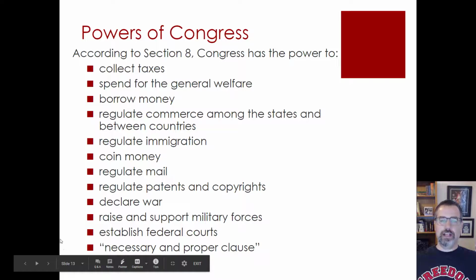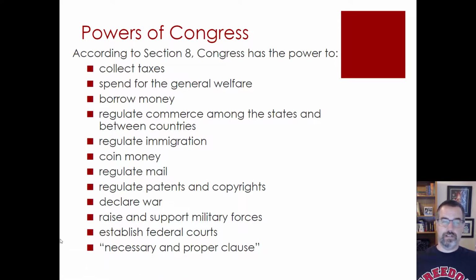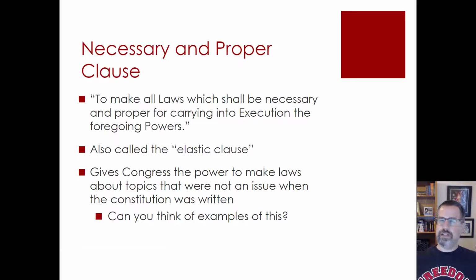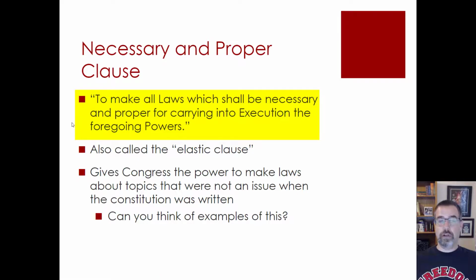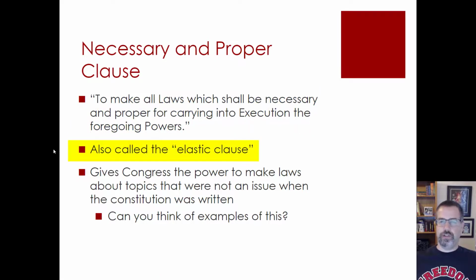And then we'll take a look on the next slide at what the necessary and proper clause is. So what is the necessary and proper clause for the U.S. Congress? It says in the Constitution to make all laws which shall be necessary and proper for carrying into execution the foregoing powers. So this is also called the elastic clause. If you think of a rubber band, it's elastic because you can really stretch it out. So we say that this line in the Constitution stretches the powers of what the Congress has.